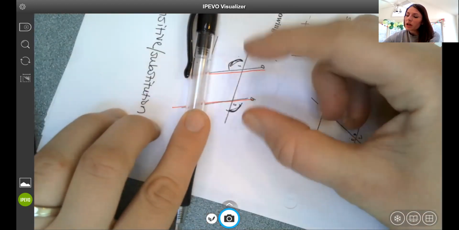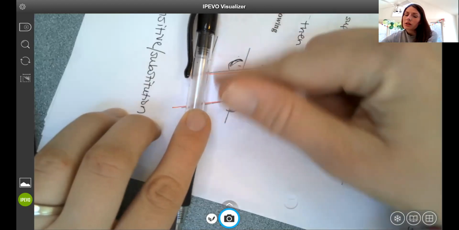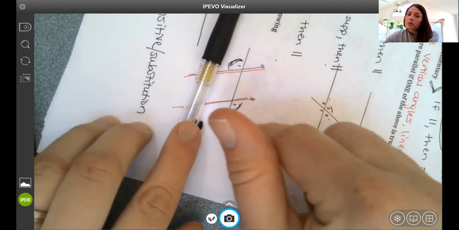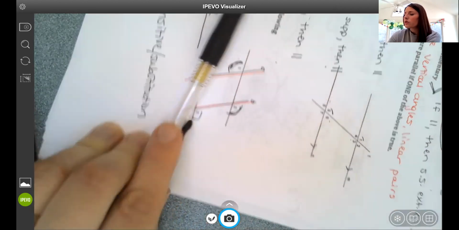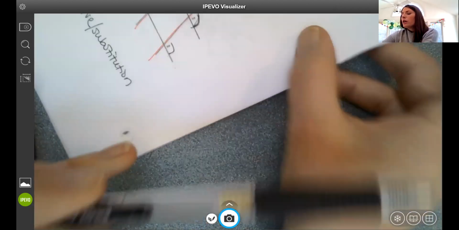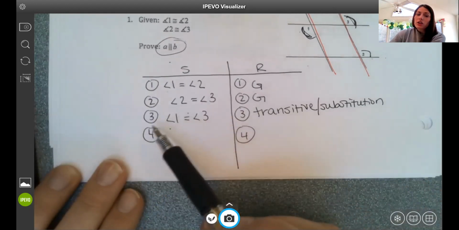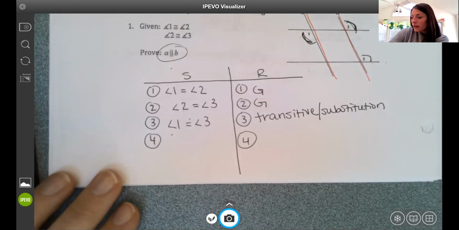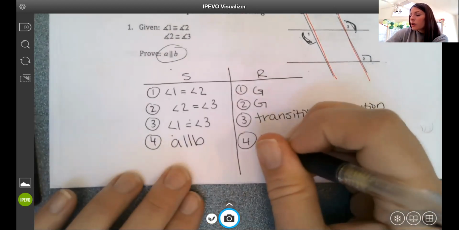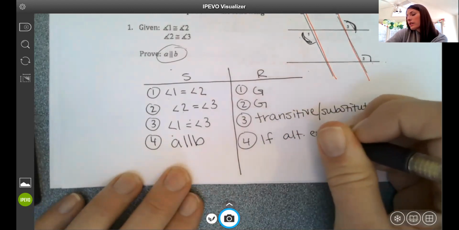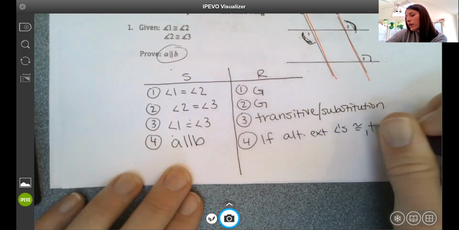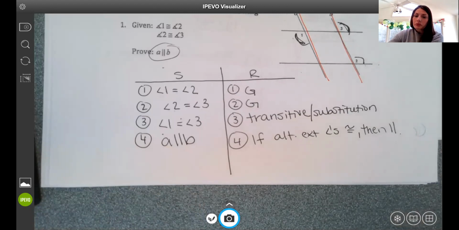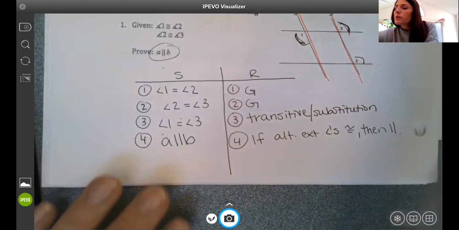If I'm trying to prove these lines are parallel, I'm looking to see what do these angles have around those lines. So I have two transversals going through that line. I really just want to focus on this one, and they're on alternate sides of that transversal. So because we've said that they're equal here, and we see that they're alternate exterior, then I can say that A is parallel to B, because if alternate exterior angles are congruent, then lines are parallel. That's where that if then statement comes into play on our proofs.